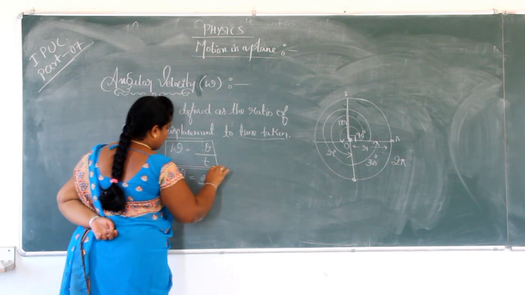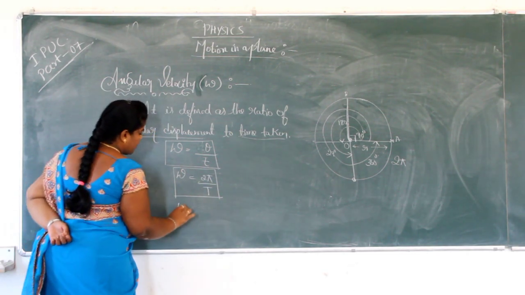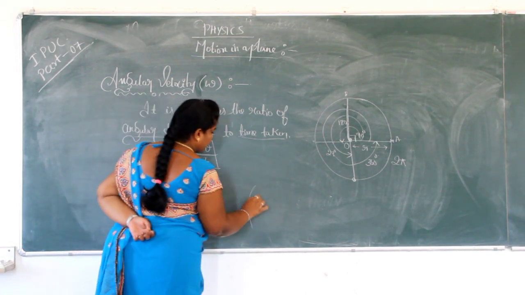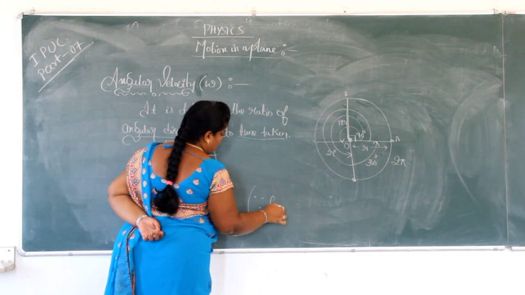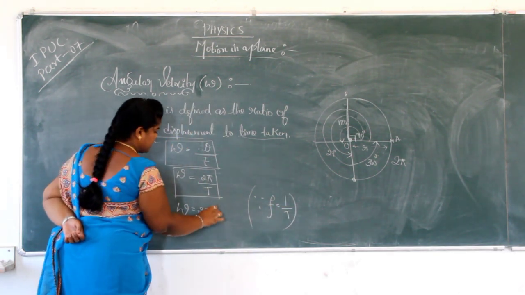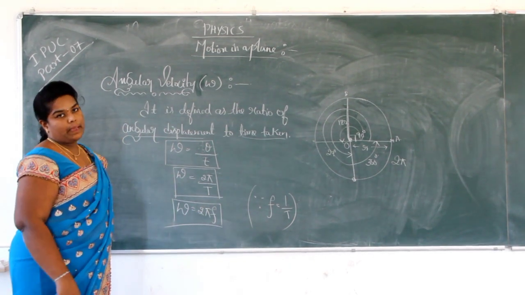This is another formula for omega. Write it down in your notes. Omega is equal to 2 pi. You know frequency can be written as 1 by T. So 1 by T can be written as f. So we got these many formulas for omega.